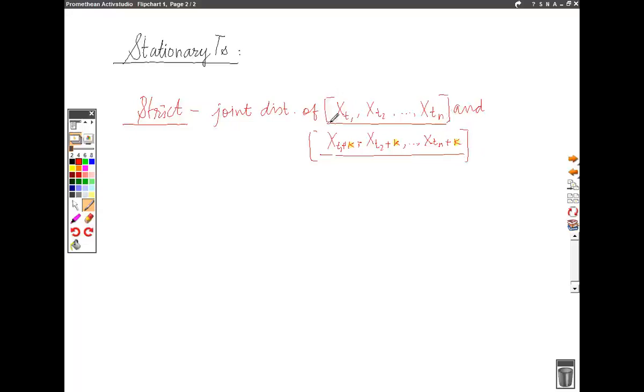So when I'm talking about strict stationarity, what I mean is that the joint distribution of this series and this series, which is just indexed at some k time period ahead of this one, are identical. So these should be identical. The distribution for both of these processes should be identical for all the time periods that we're looking at.